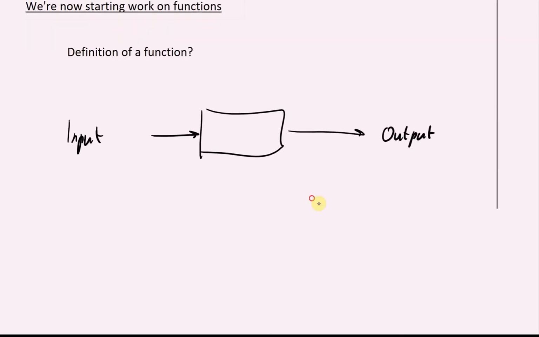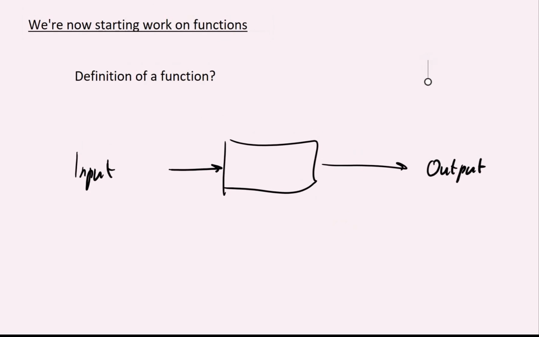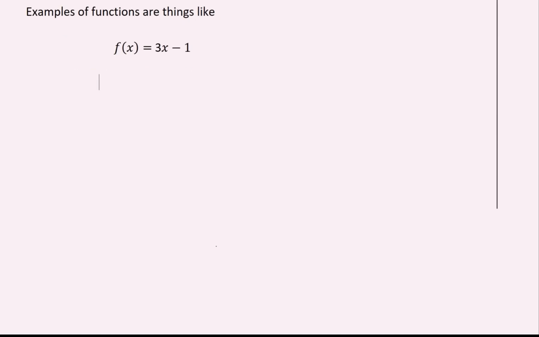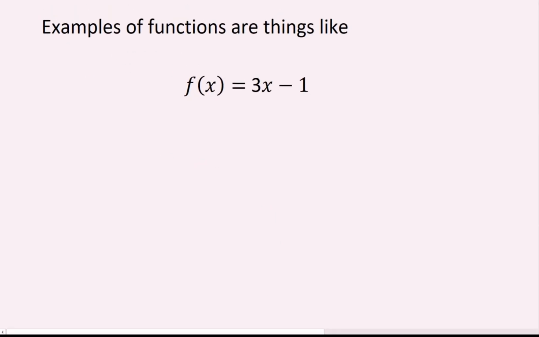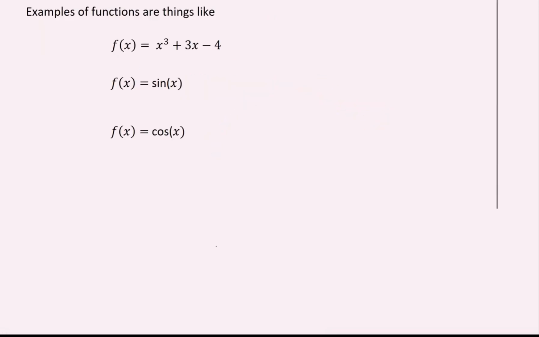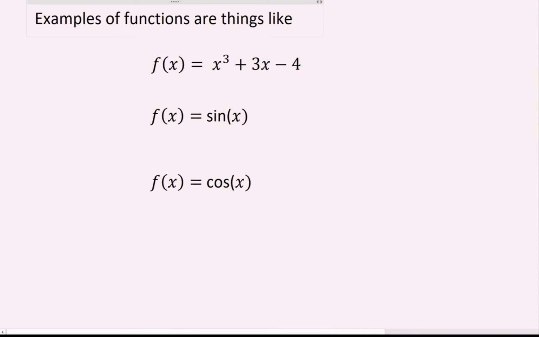Hi, in this video we're going to take a look at an introduction to functions. All a function is, is something where, like a machine, we put an input into it and we get an output. Examples of functions include 3x minus 1. If I plug 2 into this, it will triple it and then minus the 1, and it'll give me 5 coming out. Other functions you've seen quite a few of, any terms of x's, and also sine and cos are technically functions.